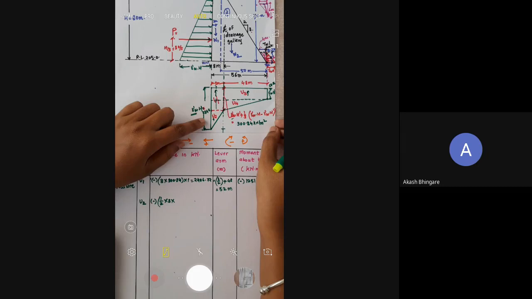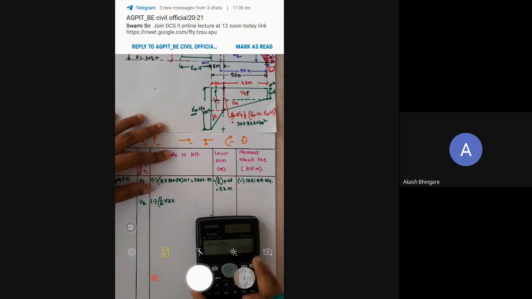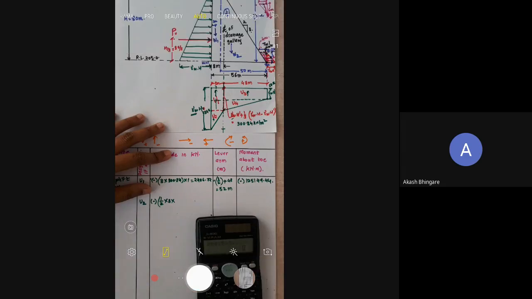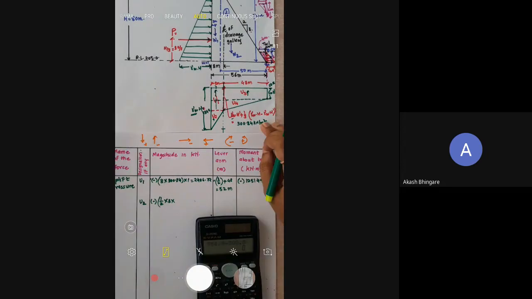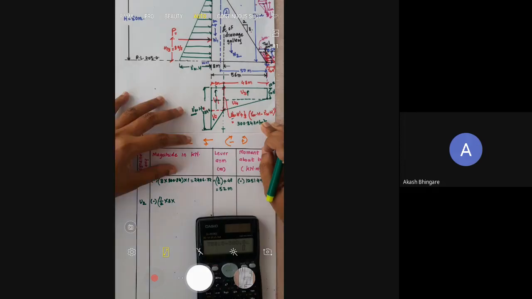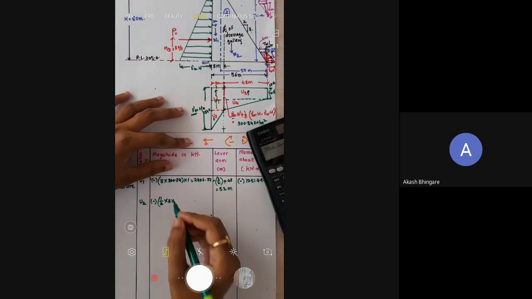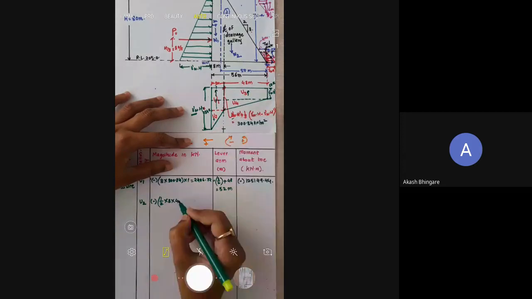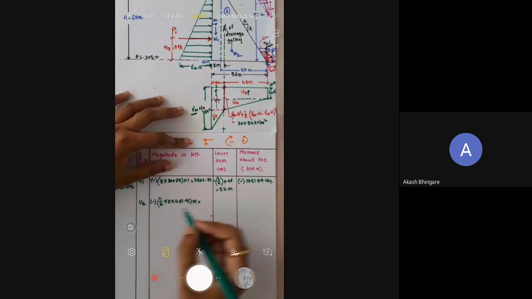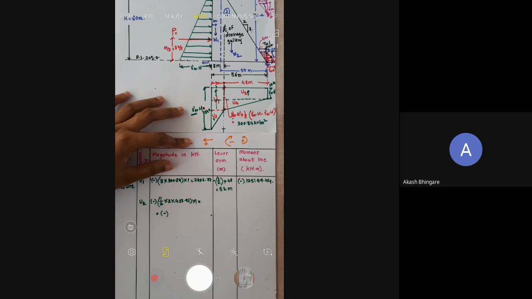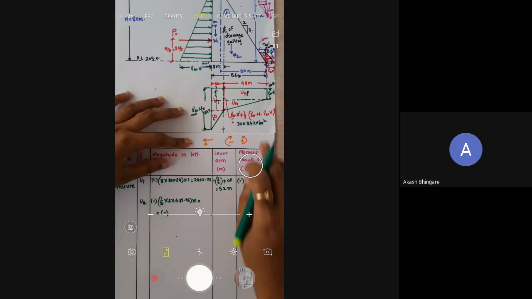Is it correct or not? Yes. Okay. You are correct. 483.96. Yes. So this ordinate or height of the triangle will be 483.96 multiplied by 1 meter length. That will give us the value of magnitude of force in kilonewton. So write down this force now.